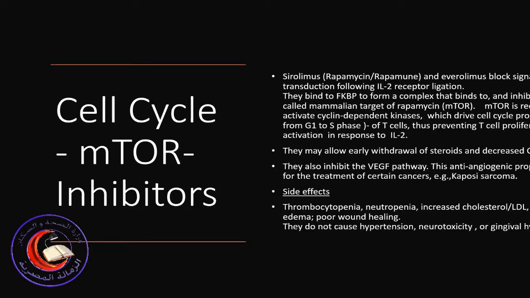They also inhibit the vascular endothelial growth factor pathway. This prevents angiogenesis, a property which is used in the treatment of certain cancers such as Kaposi sarcoma. Side effects: they inhibit the cell cycle, so rapidly proliferating cells will suffer. Thrombocytopenia, neutropenia, in addition, they have metabolic effects, increased cholesterol, LDL, low density lipoprotein cholesterol. They cause extremity edema and poor wound healing. They do not cause hypertension, neurotoxicity, or gingival hyperplasia. So if these complications occur as a result of calcineurin inhibitors, you can stop the calcineurin inhibitor and use an mTOR inhibitor.